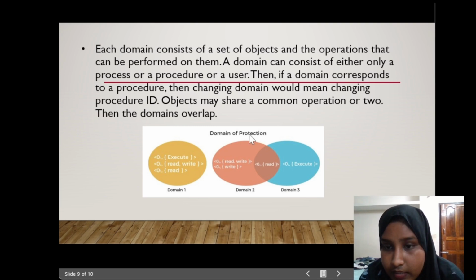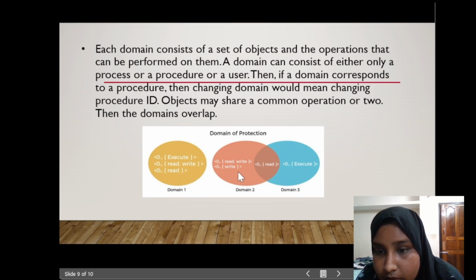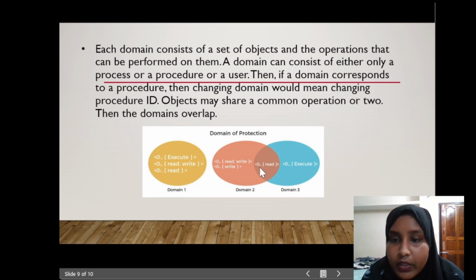Like you can see here in the domain of protection: execute, read, write, read. See, these two have read operations. This may overlap.